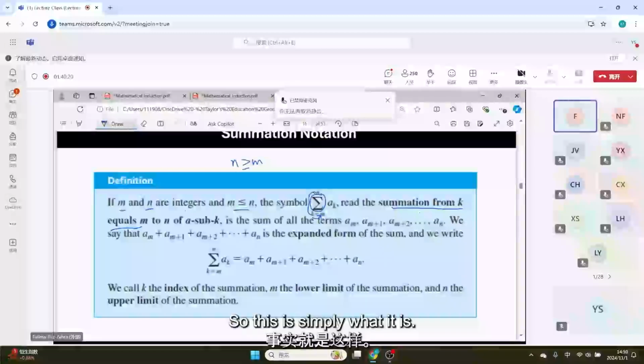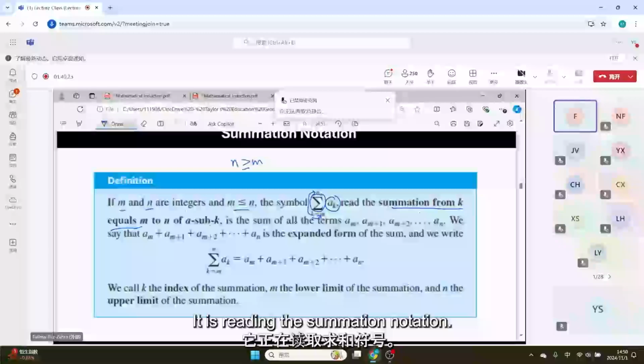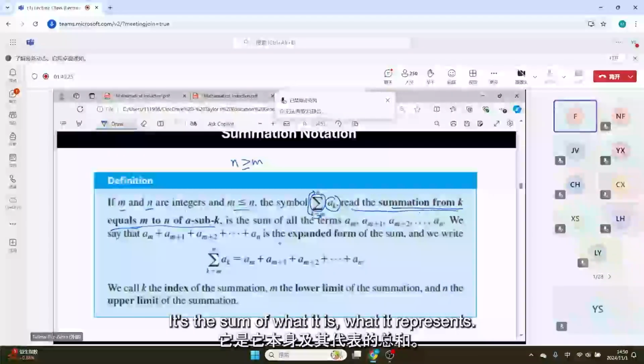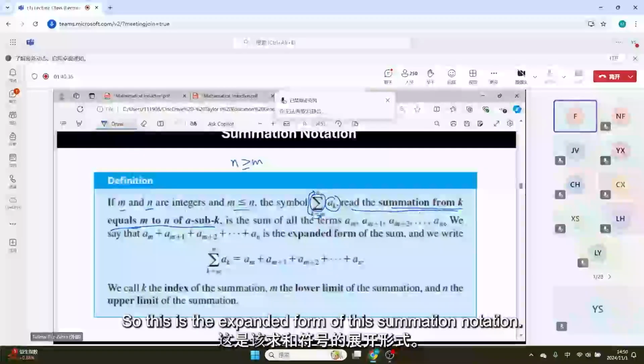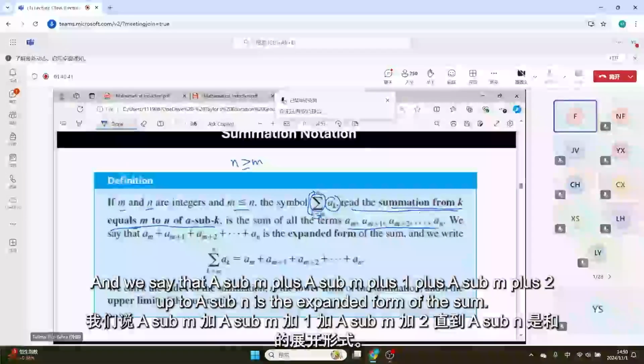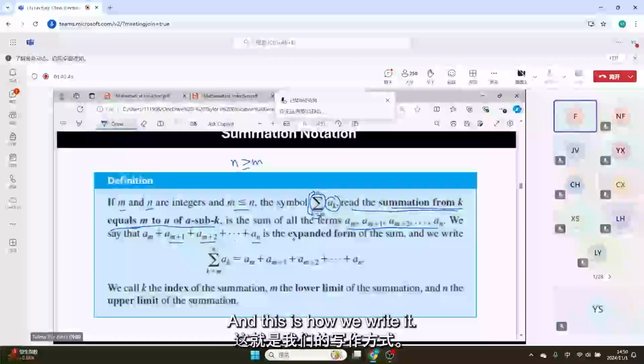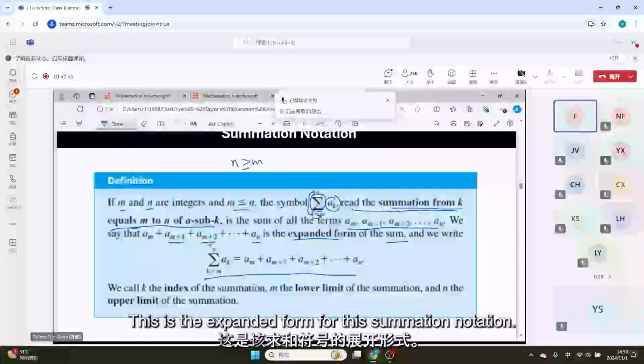So this is simply how you read this summation notation. It represents the sum of all the terms a sub m, a sub m plus 1, a sub m plus 2, up to a sub n. Okay, so this is the expanded form of this summation notation. We say that a sub m plus a sub m plus 1 plus a sub m plus 2 up to a sub n is the expanded form of the sum.